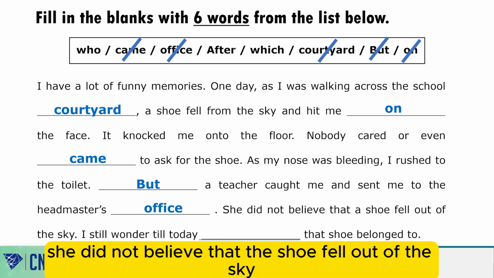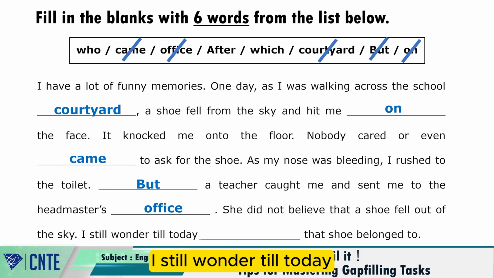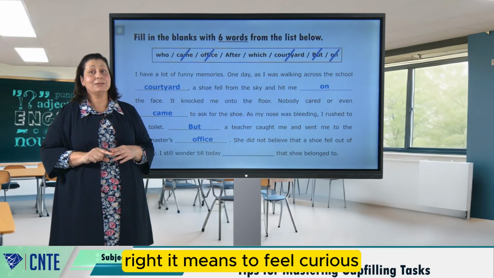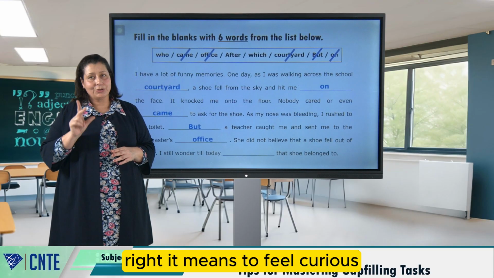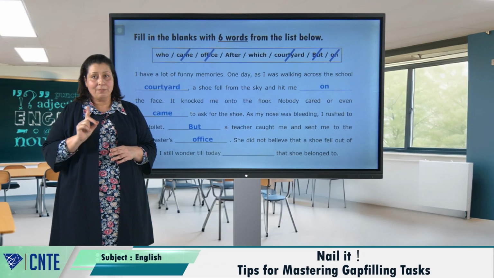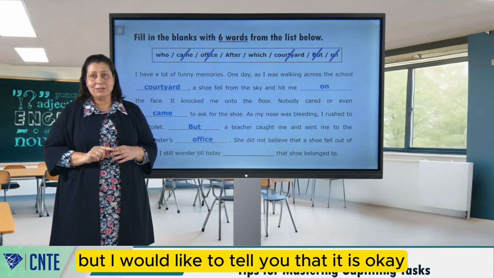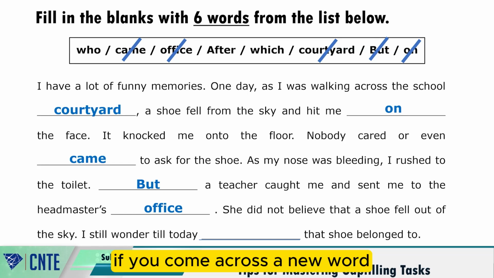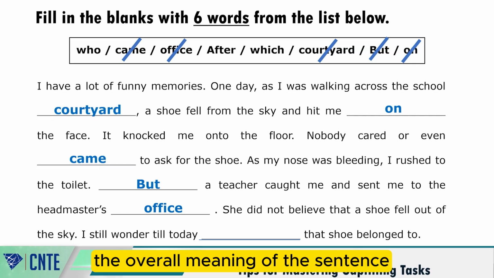She did not believe that a shoe fell out of the sky. I still wonder till today, blank, that shoe belonged to. I think you understand the meaning of the verb wonder, right? It means to feel curious, to want to know something. But I would like to tell you that it is okay if you don't understand the word in the paragraph. If you come across a new word, just try to understand the overall meaning of the sentence.